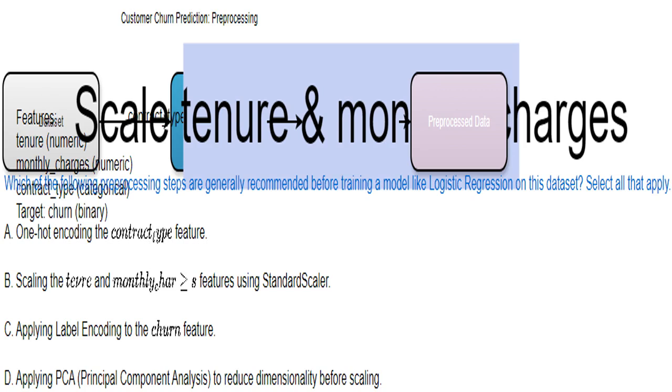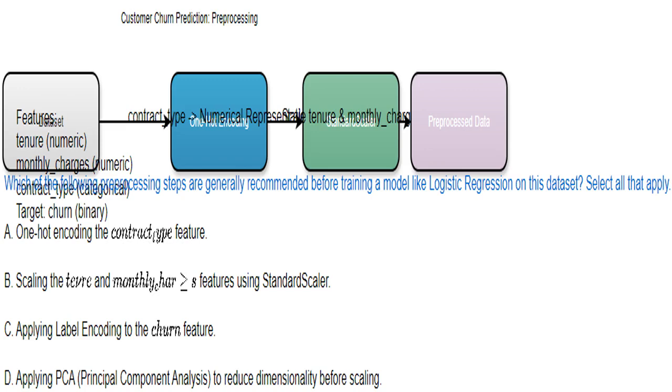Since CONTRACTTYPE is categorical, I should one-hot encode it before feeding it to the model. This is also a smart move. Scaling TENURE and MONTHLYCHARGES ensures they don't disproportionately influence the model.